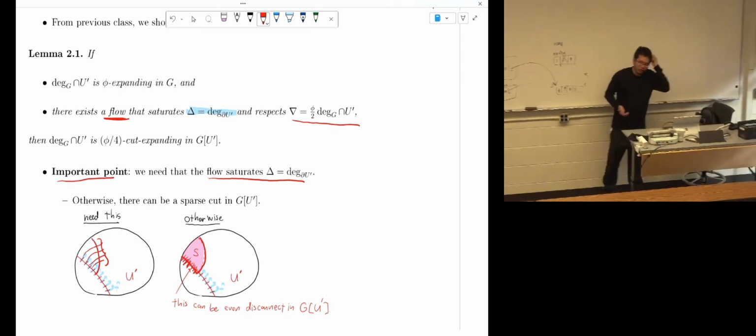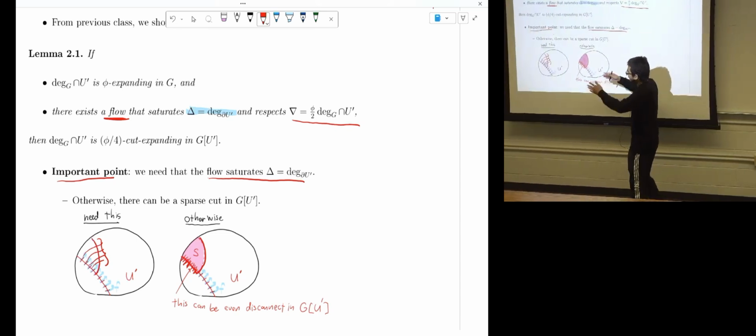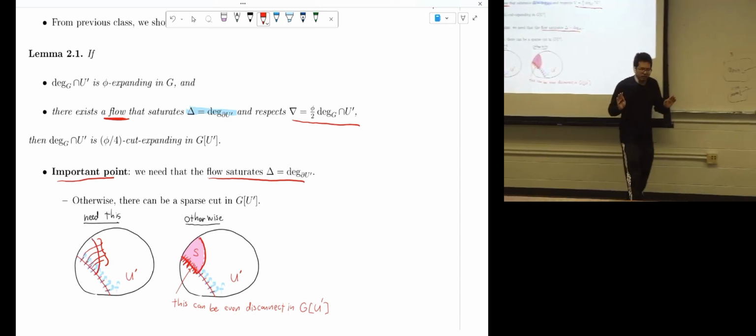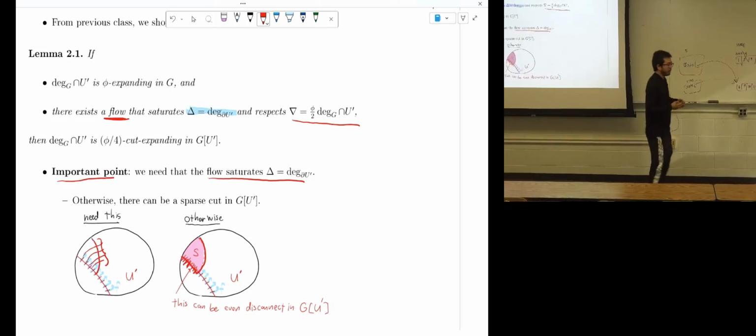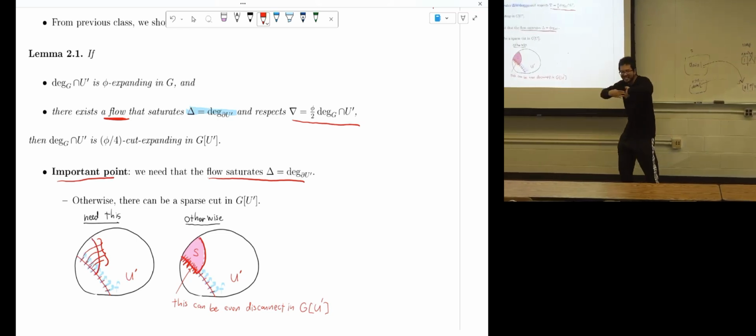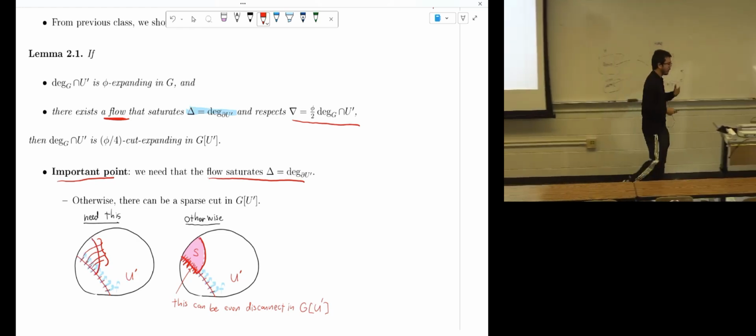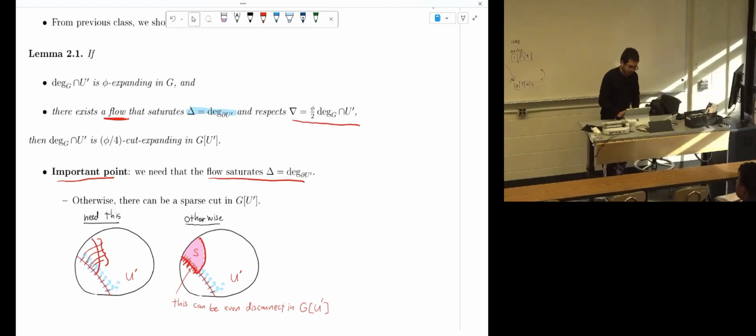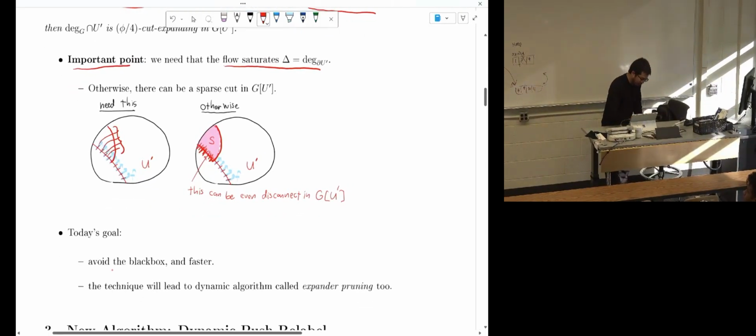We want to achieve this thing, to send flow from the boundary, saturate everything in the boundary, but without using a max flow subroutine. If you run a max flow subroutine, then the flow after the cut just does that for you for free. But now we don't want to do that. We don't want to use this black box. Okay, so that's the goal. We want to avoid the black box and get a fast algorithm.